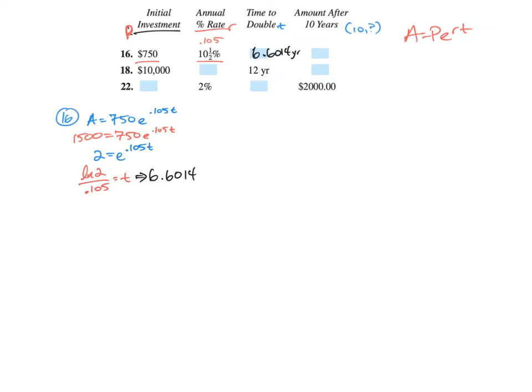All right, so that's that first part. Now I need to find the amount after 10 years. So, again, I just go back to what I know. I know my C and my K, so that's a good thing. So now I'm just ready to substitute in. So A is equal to 750 e to the 0.105, and now my time is 10. So I just put that into my calculator.